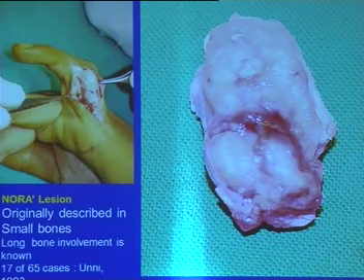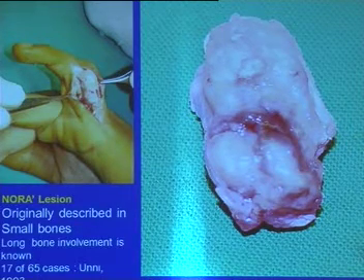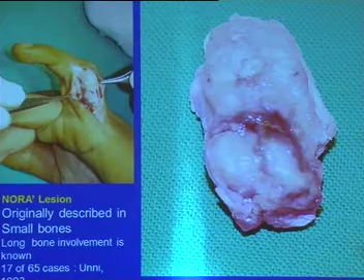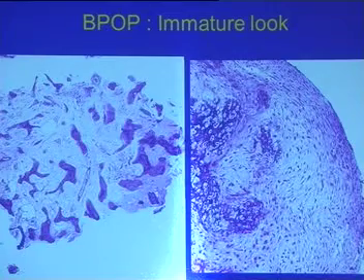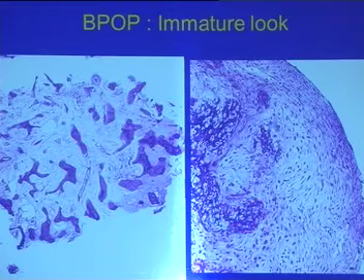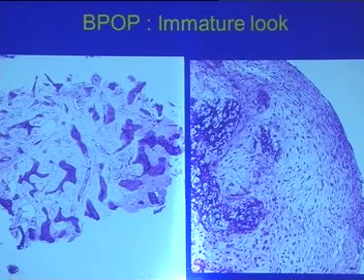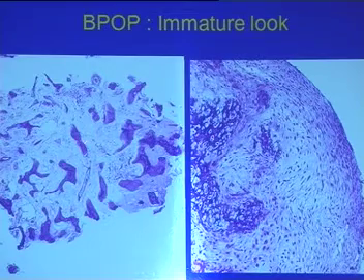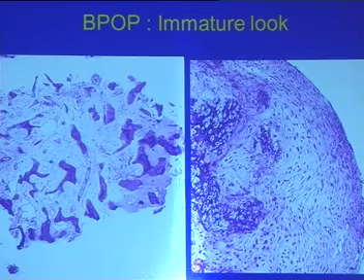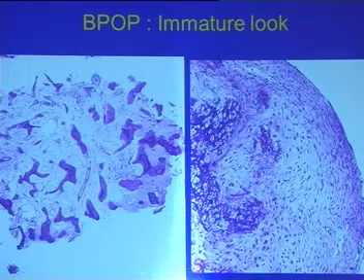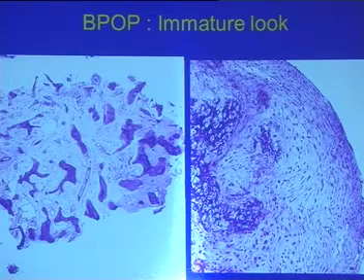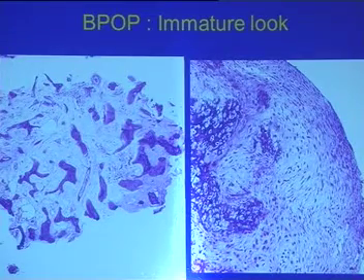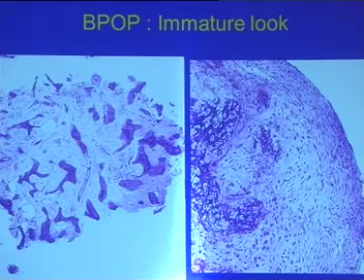Okay, long bone involvement is known, and 17 of 65 cases published by Dr. Uni occurred in the long bones. And this is the histology of BPOP. It has this osteochondroid-like stuff scattered in this loose spindly proliferation, and this blue-colored chondroid tissue is what gives it its very characteristic appearance.